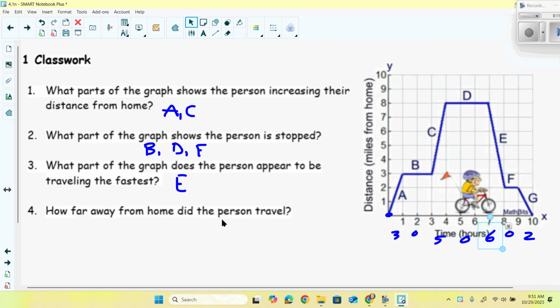And then how far from home did the person actually travel? We talked about that. For the complete trip, even though they actually traveled 16 miles, their total distance from home never got greater than 8. So we went 8 miles to get away and 8 miles back.